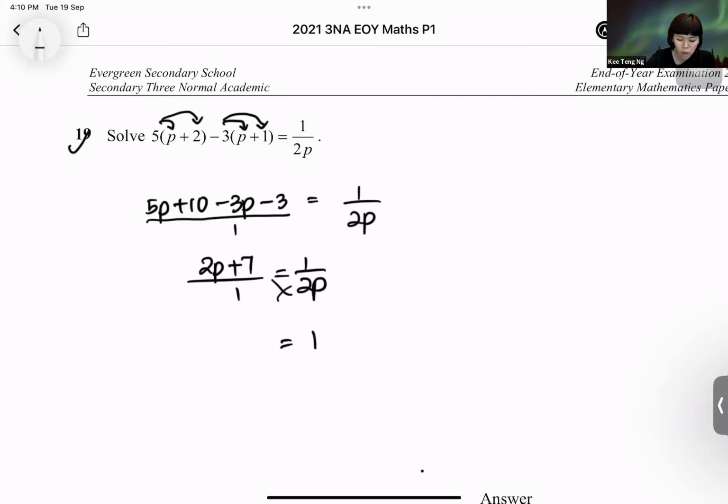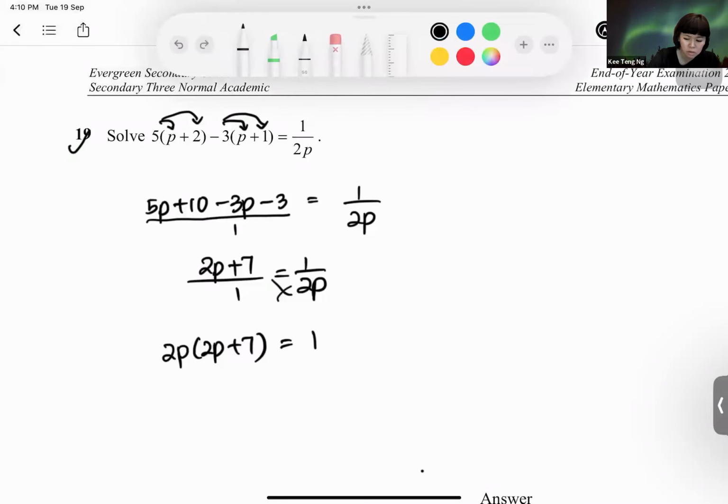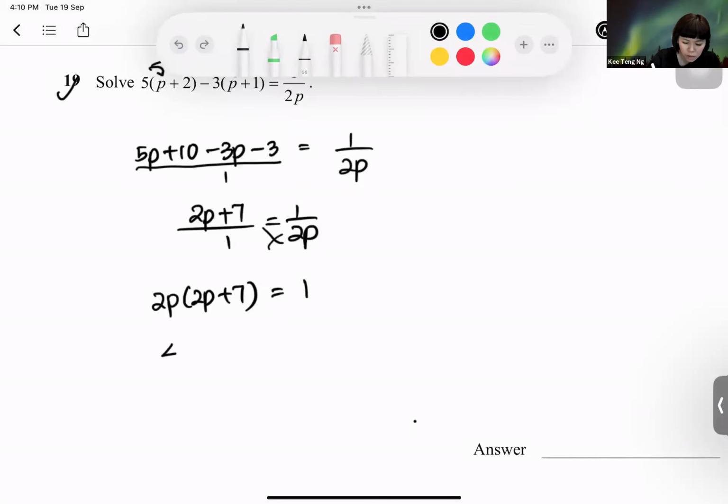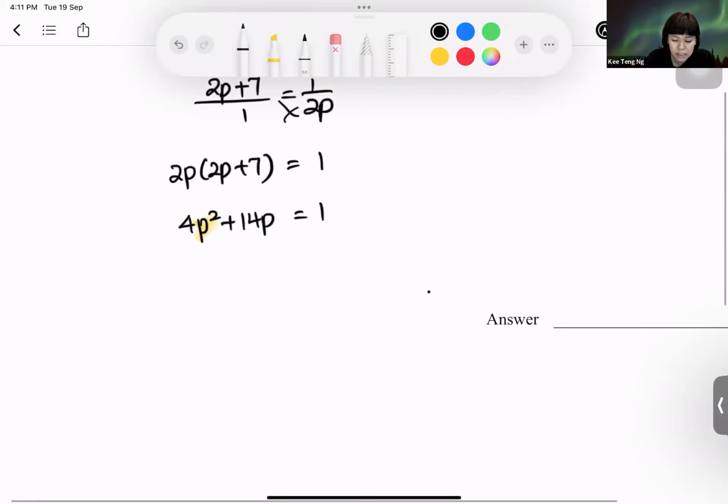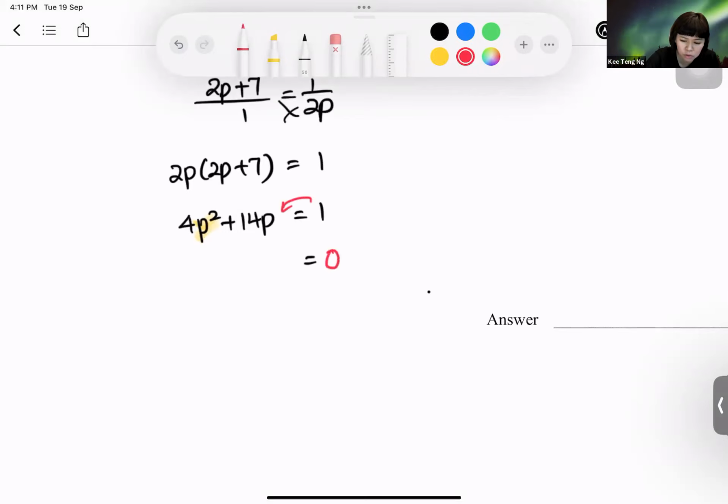So 1 times 1 is 1. 2p times 2p plus 7. I get this, our quadratic equation: 4p squared plus 14p equals 1. But remember, if I want to solve a quadratic equation, I need to make it equal to 0. So I'm going to shift this over. 4p squared plus 14p minus 1.